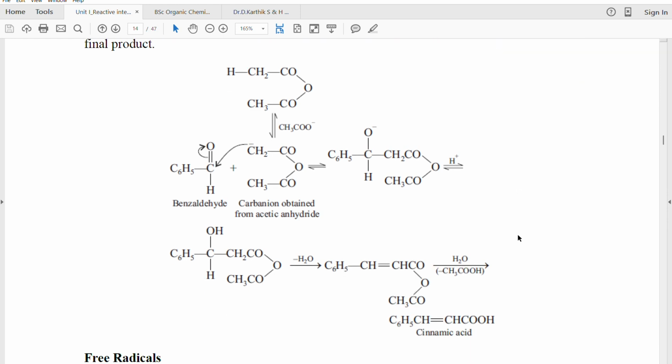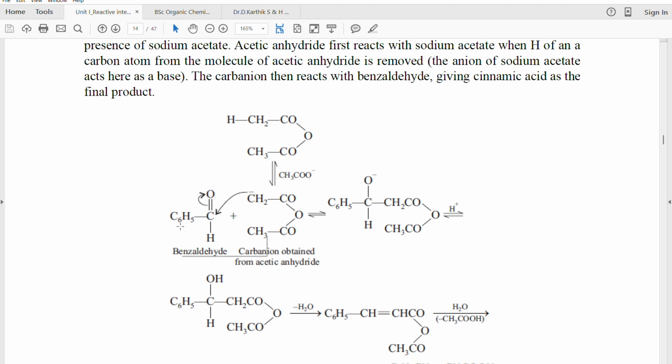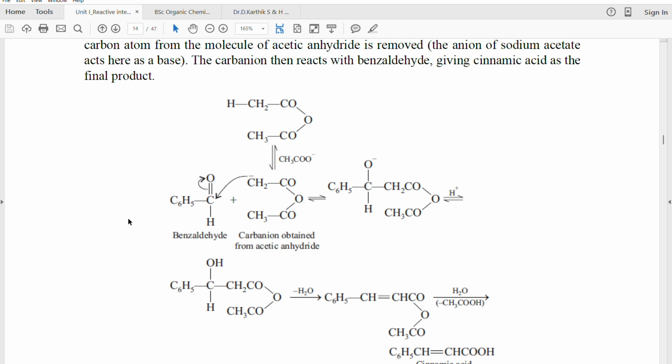Okay, so here the starting materials are, one is benzaldehyde, right? So in the last example we have seen acetaldehyde CH3CHO, that is the aliphatic aldehyde, and here we are going to see an aromatic aldehyde, that is the benzaldehyde. And the other starting material is the acetic anhydride.